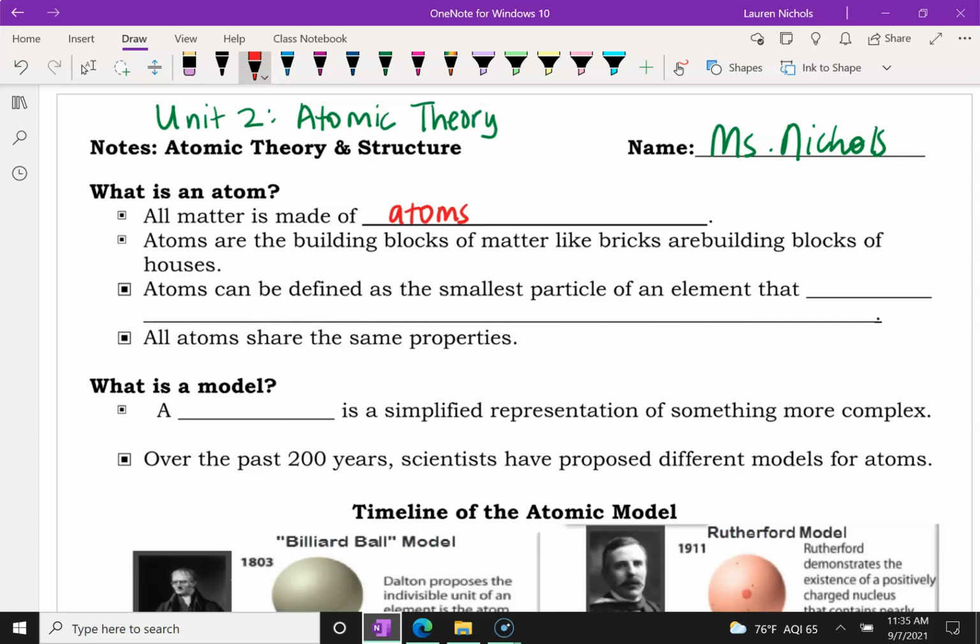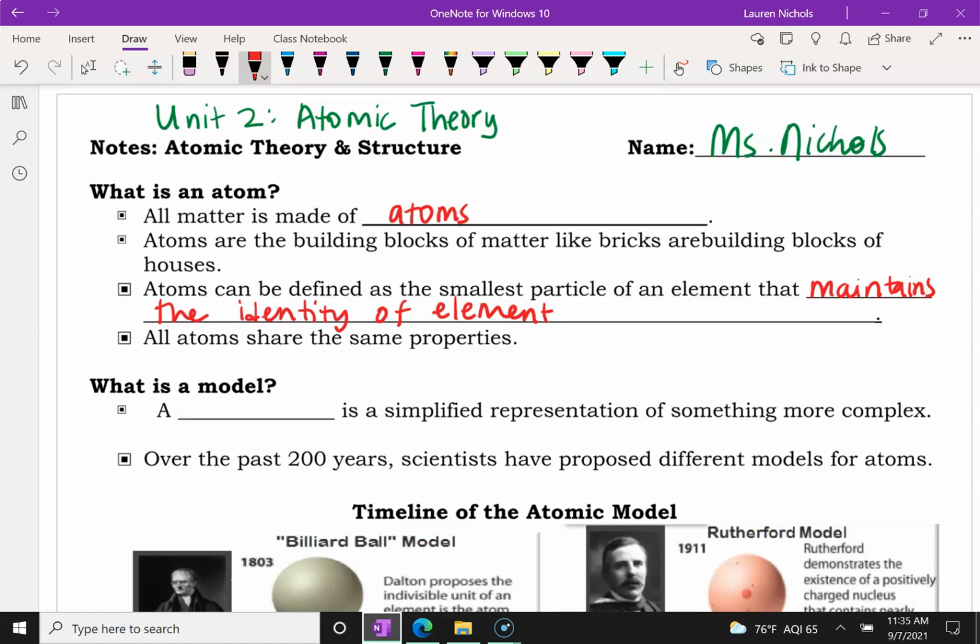Now, atoms can be defined as the smallest particle of an element that maintains the identity of the element. It's the smallest piece. For example, if you have a piece of gold, you can cut it up into smaller and smaller pieces, but once you get down to a single atom, that's as small as you can get it and still be gold.